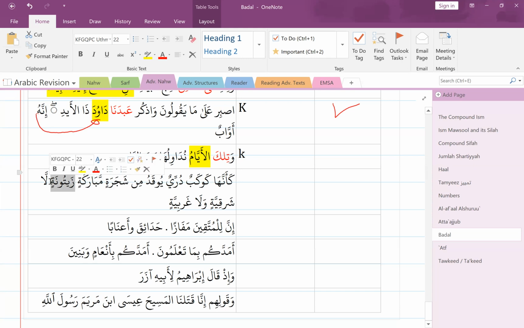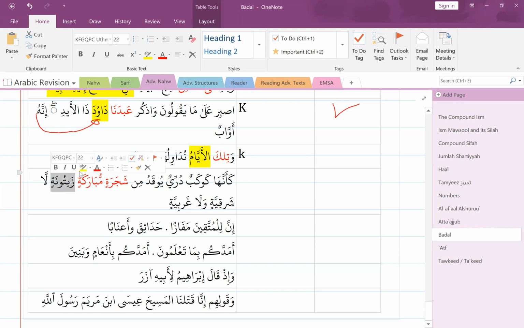When you have questions like that, that's when you start thinking outside the box. Could it be badal? Could it be tawkid? Could it be one of these other things? That is not a main part of the sentence. So shajara will be the mubdal minhu and zaytunatin will be the badal. Exactly.